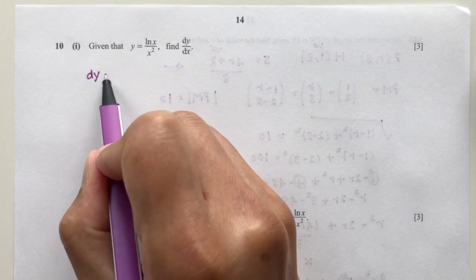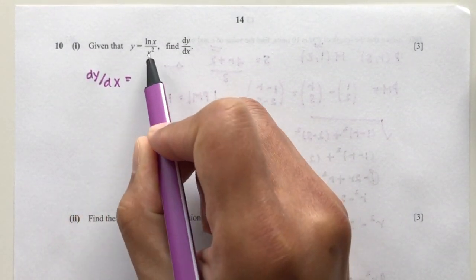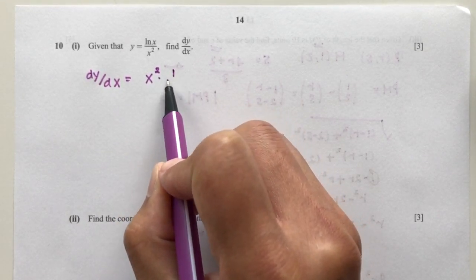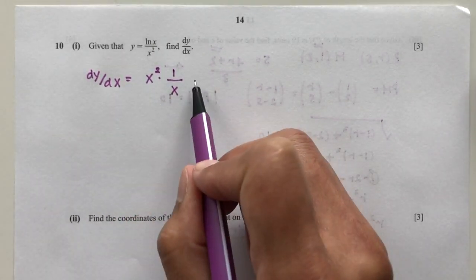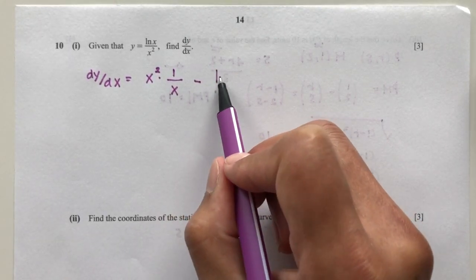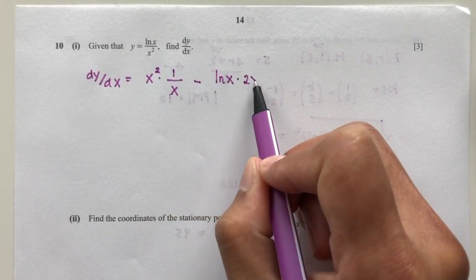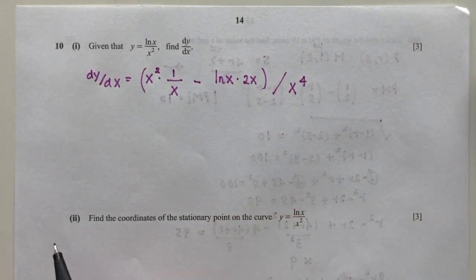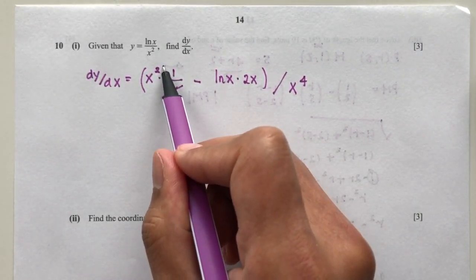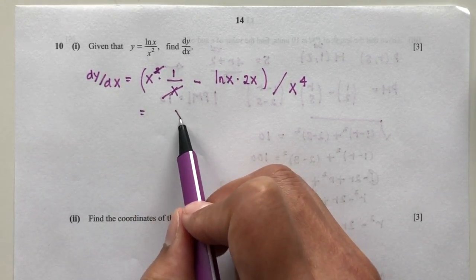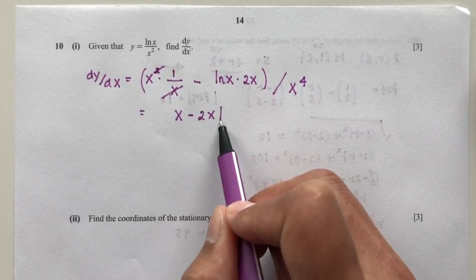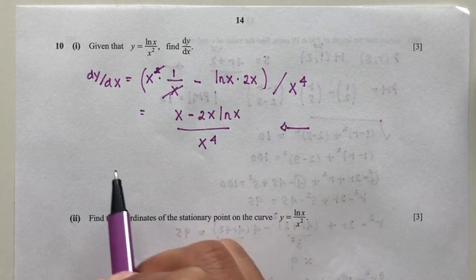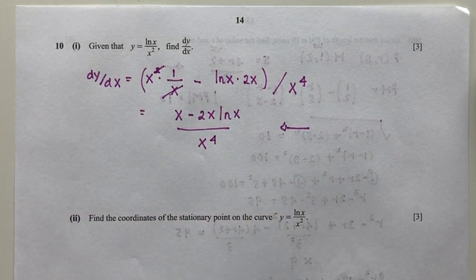So dy by dx is equal to, this one will be on top, same. Then we have to do dy by dx of this one, which will become 1 over x, minus ln x times 2x, and then divide by the square of the base. That will be x power 4. Simplify, that will become x minus 2x ln x over x power 4. So that will be dy by dx for y.